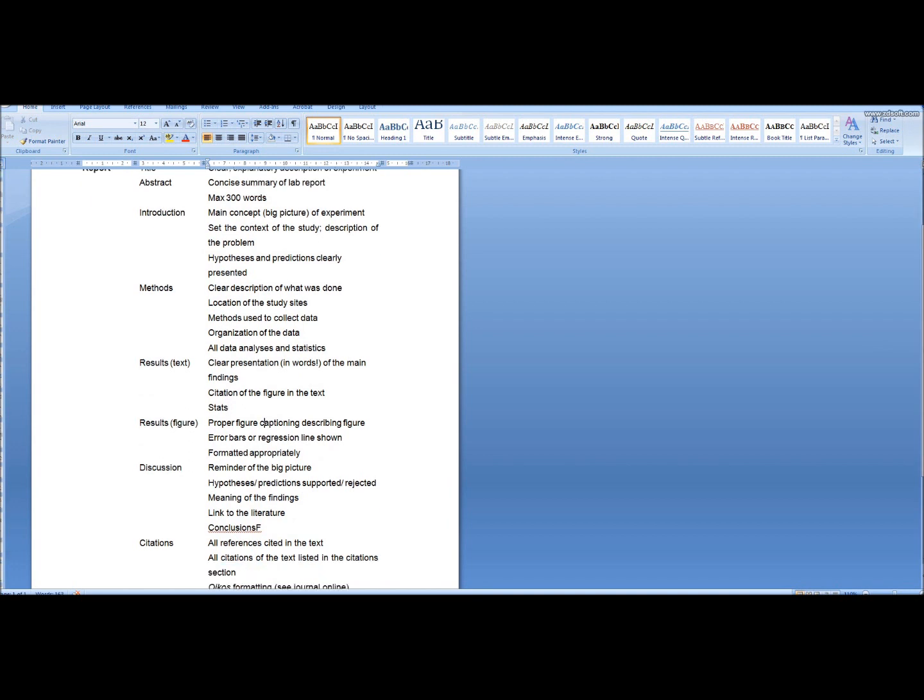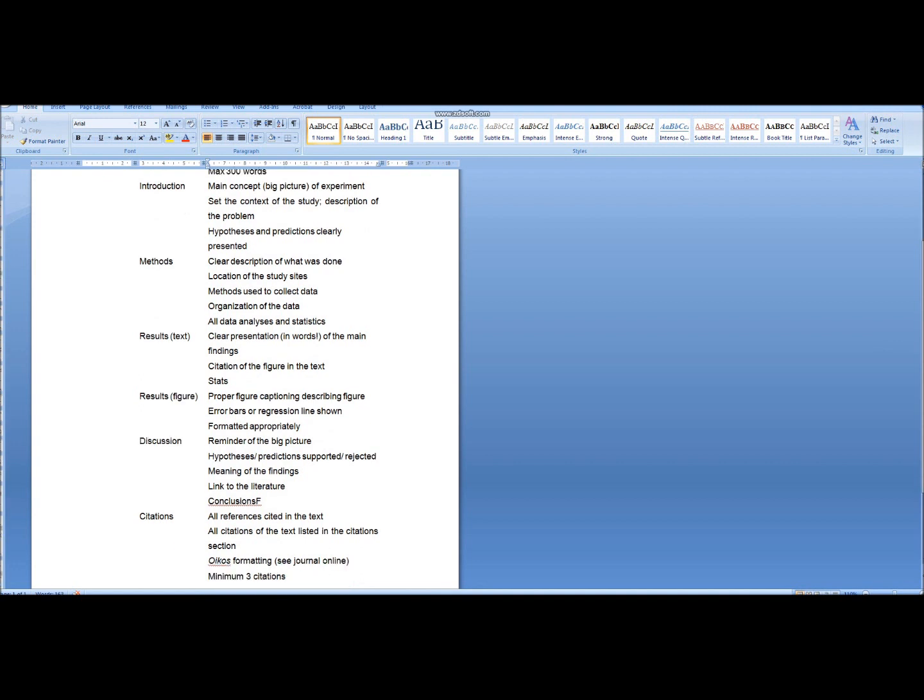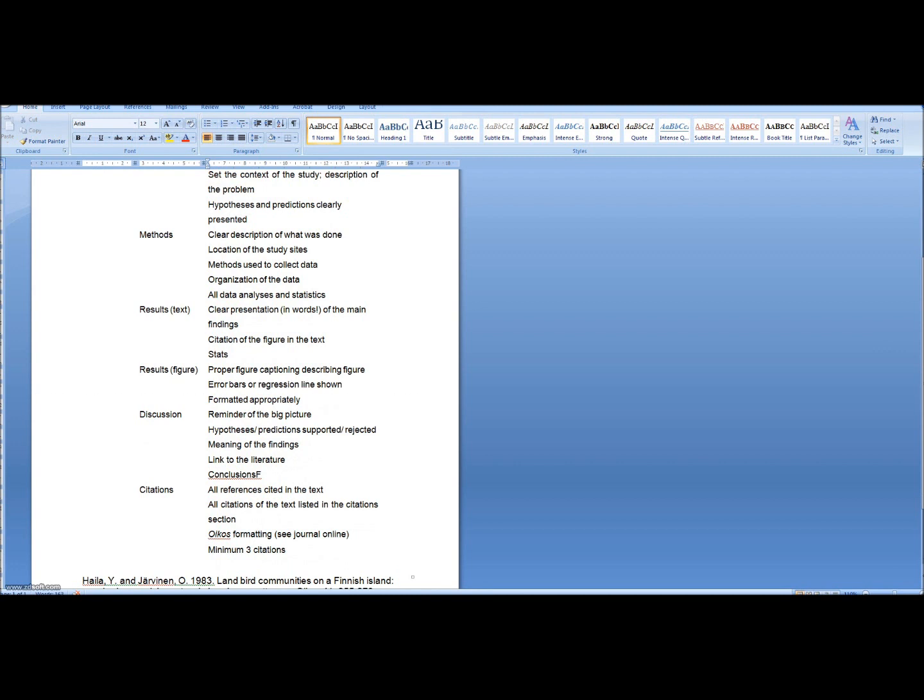Perfect. Your figure has to be properly formatted. You have to have a graph that makes sense. If your graph does not make sense, something has gone wrong. Try to think about it. Error bars, you need those. If you're doing a correlation, you might want to consider a regression line, but of course, I'm not going to deem that necessary. And it has to be formatted appropriately.